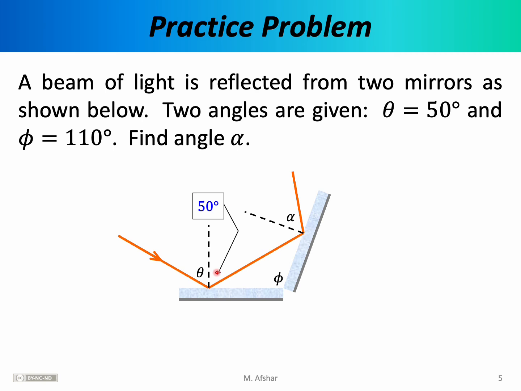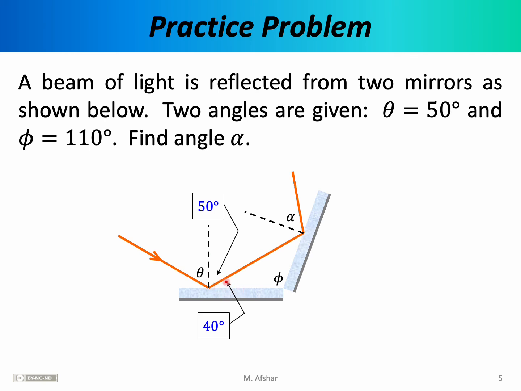Note that we're measuring both of these angles relative to the normal line for the first mirror. Now we know that the normal line is perpendicular to the mirror. That tells us that this angle here must be 40 degrees. So that 40 plus 50 gives us 90 degrees.